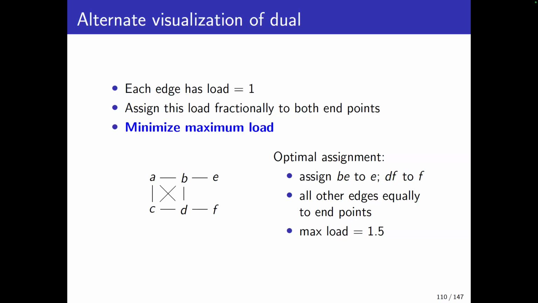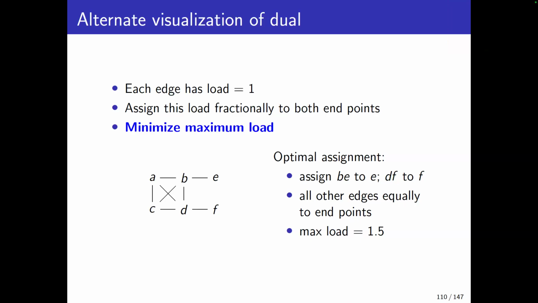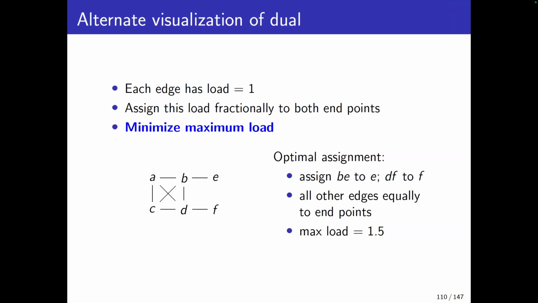Once you do an assignment, you can count for every node the total load that it gets from the edges that it's incident to. So if I split this 0.5, 0.5, 0.5, the load of A is going to be 1.5. Is this clear? So the goal is to split the loads, think of it as a game, such that you minimize the maximum load that any node takes. And the claim is this is equal to the optimal degree density.